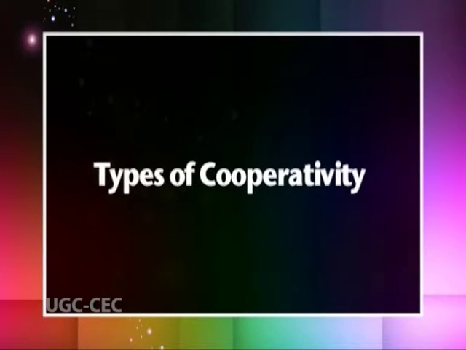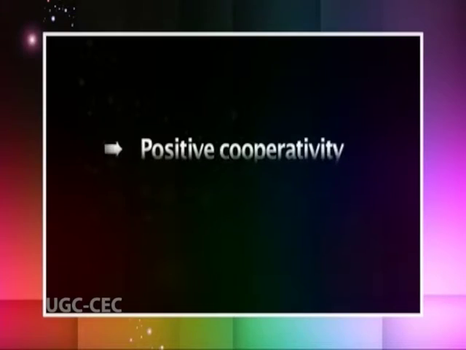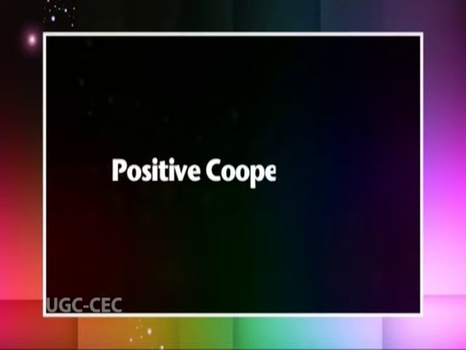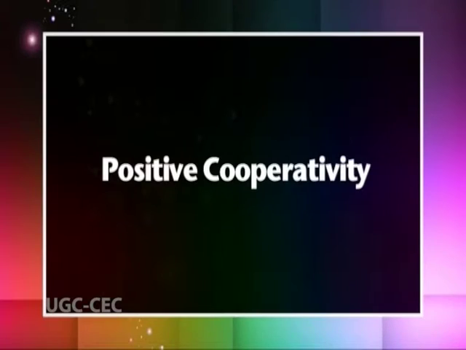Now let's talk about types of cooperativity. There are two main types of cooperativity. First, positive cooperativity, and second, negative cooperativity. Now let's talk about positive cooperativity. If the change in the shape of the first subunit makes easier the binding of substrate to the second subunit, the effect is called positive cooperativity.